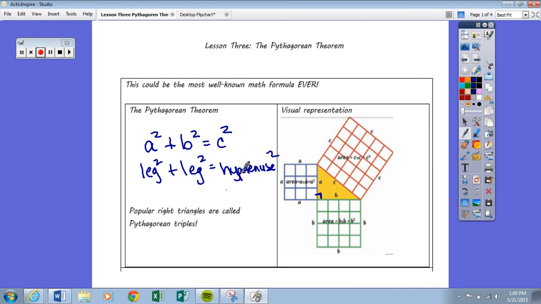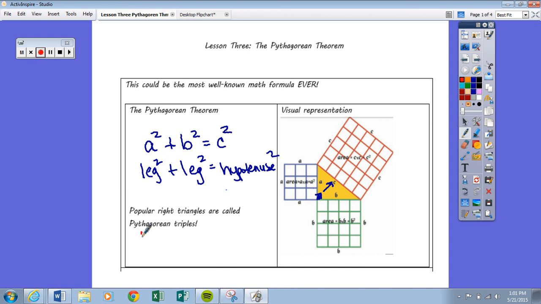And if you forgot what a hypotenuse is, it is pretty much always just the side that's across from the right angle. So here's the little right angle in the corner, and if you look across, that one's the hypotenuse. And this is just a visual to show why the Pythagorean theorem works. There are some popular ones that are called Pythagorean triples, and these are good to memorize because then you won't have to do your formula over and over and over again.